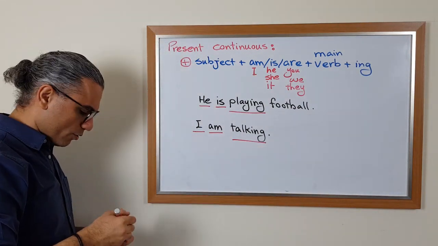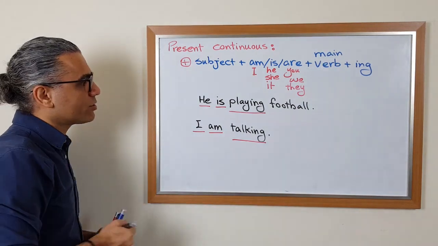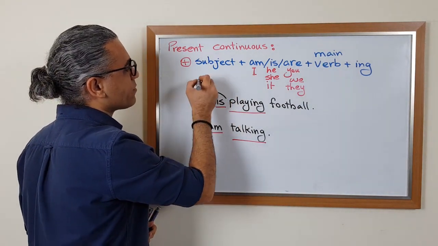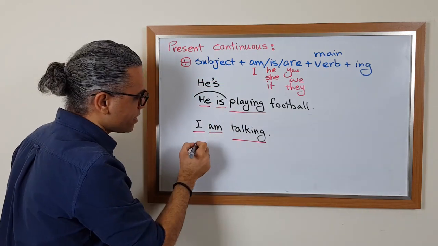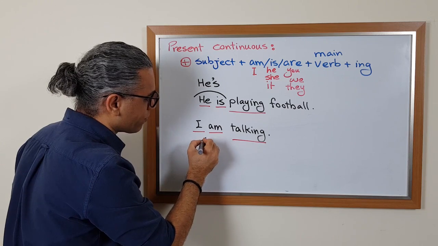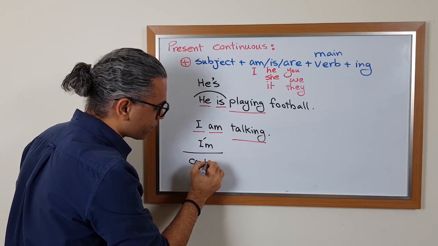Now, look, we can use contraction in present continuous. What does that mean? It means instead of he is, we can write he's. Instead of I am, we can write I'm. And we call this contraction.